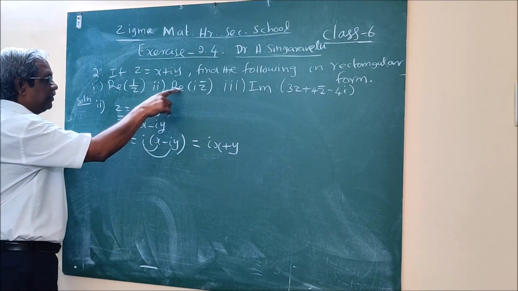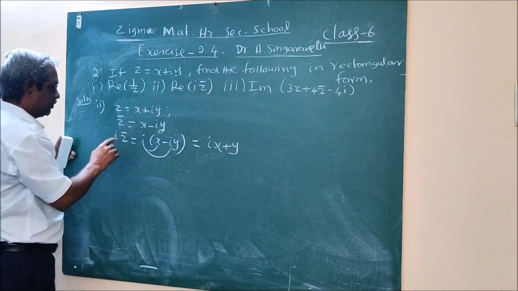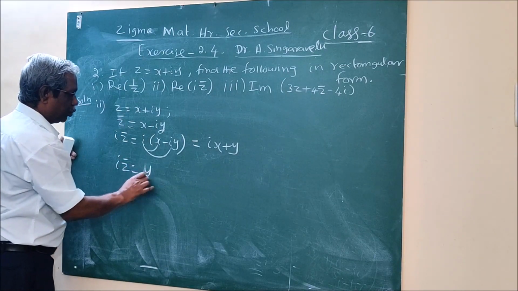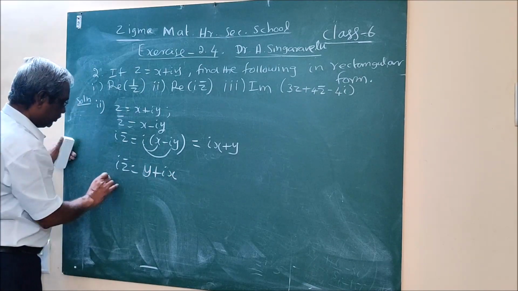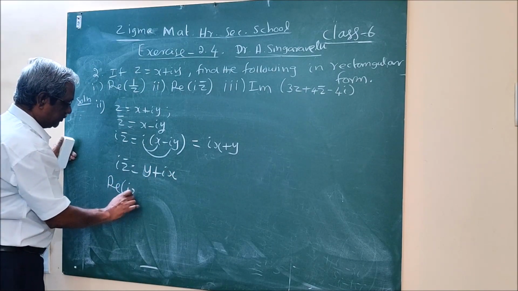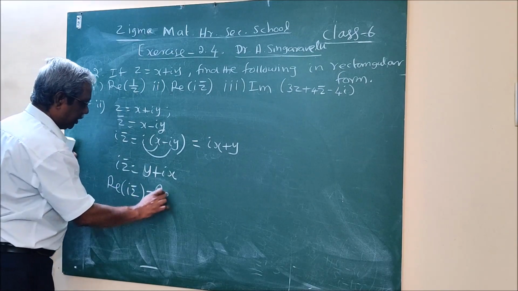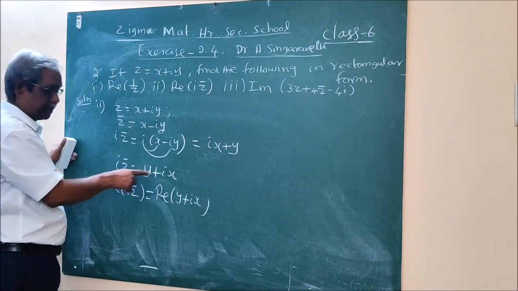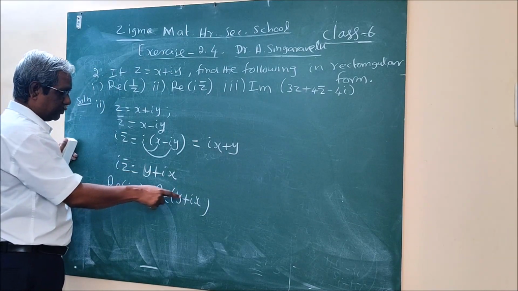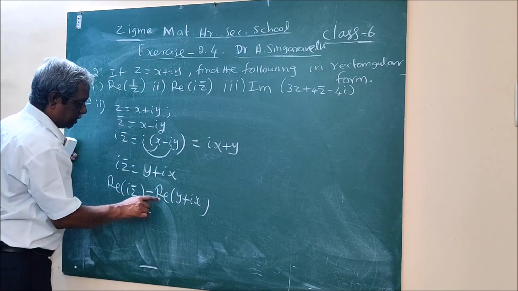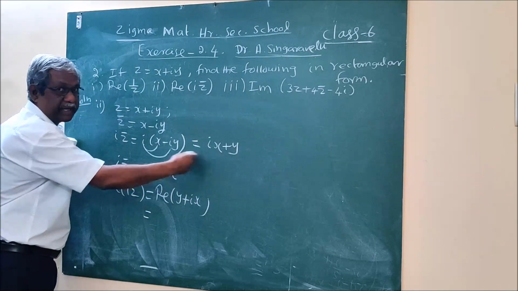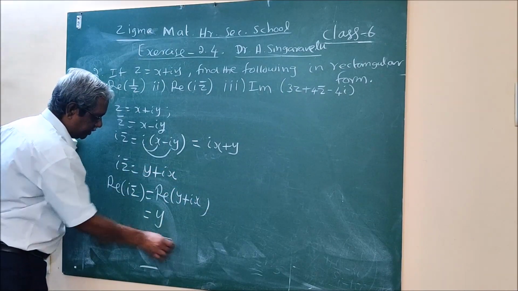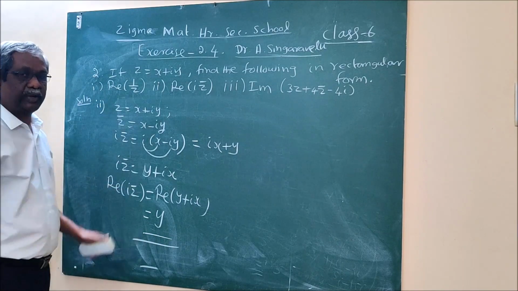So now we want to find the real part of i z bar. I z bar is equal to y plus ix. Therefore the real part of i z bar is the real part of y plus ix. The real part of this complex number is only y. Therefore the answer is that the real part of i z bar is y.